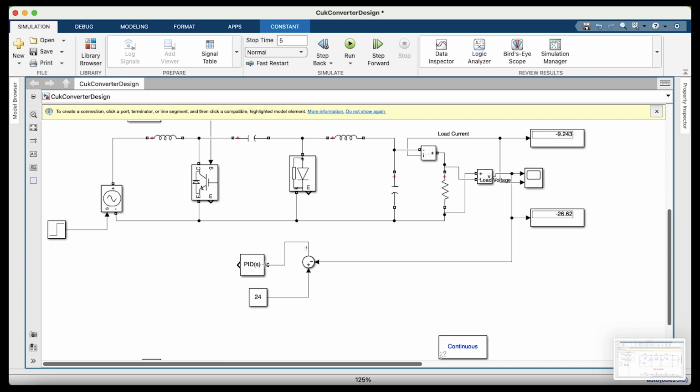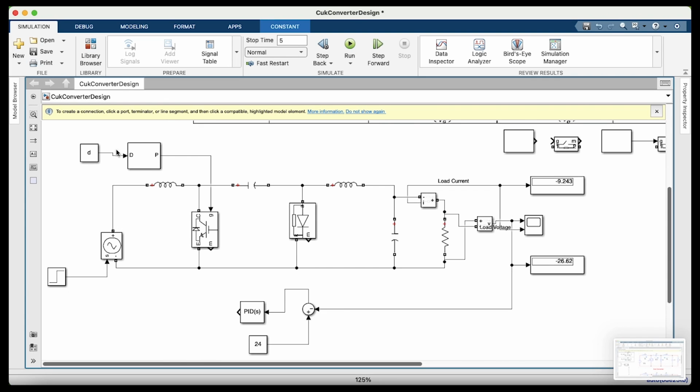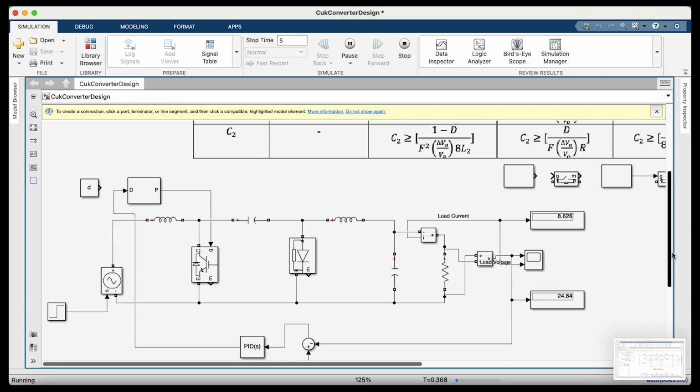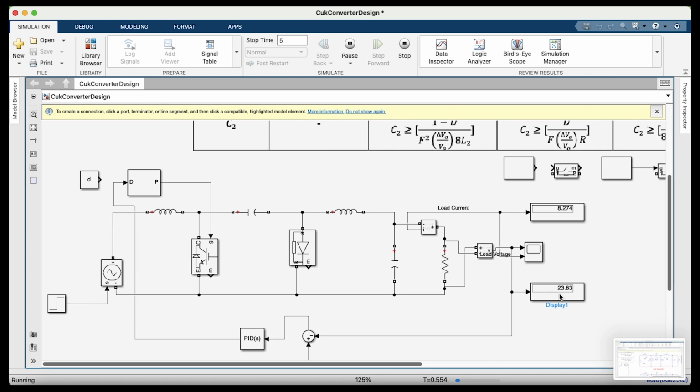I connected this error detector with the PID controller. After that I removed the fixed duty cycle and use the variable duty cycle D. So now we run the simulation. You can see the output. I already designed the PID values, that is not shown here. I didn't tune it properly, so I will get a slight error in my output. It is nearly 23 to 24, approximately equal to 24. Look at one period, our output is nearly maintained at 24. The current is also nearly equal to 8.